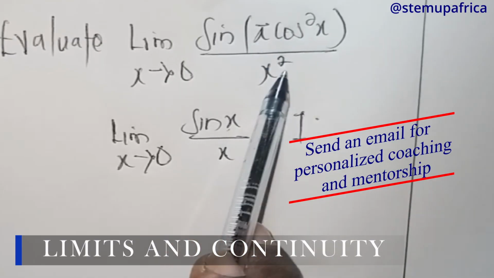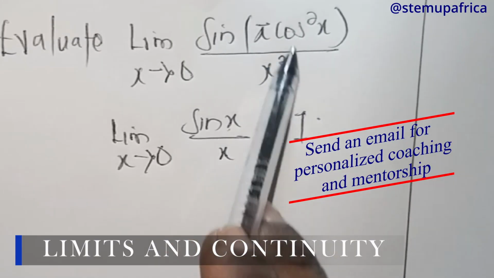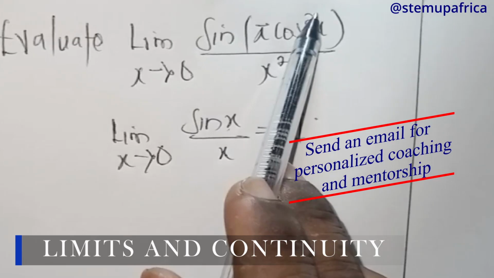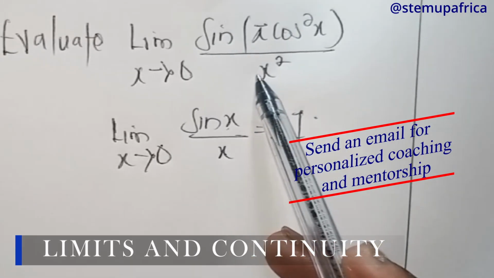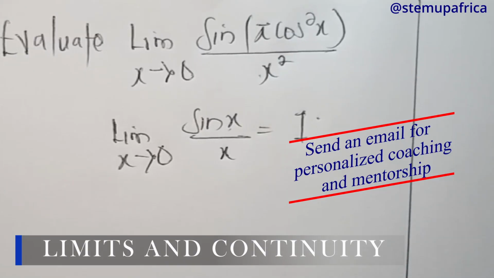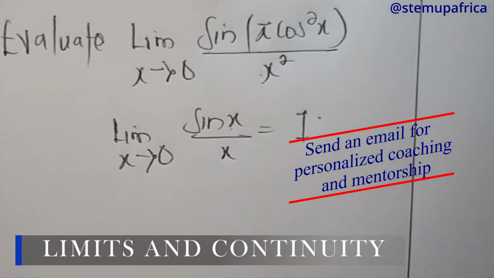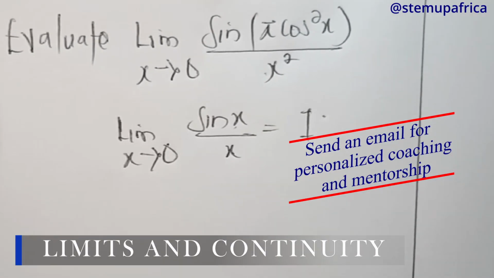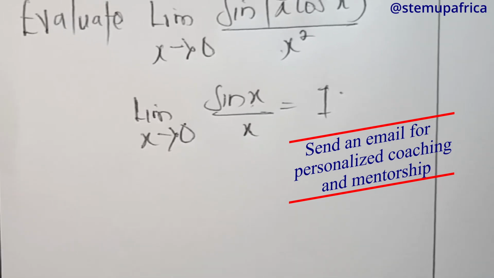Pi cos square x. So for this limit to be 1, the denominator should also be pi cos square x. But that is not the case at this point. So the first thing we do is to simplify this limit to ensure it is reducible to a certain level.